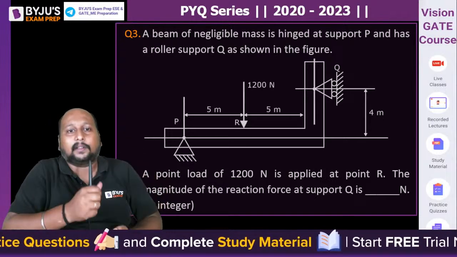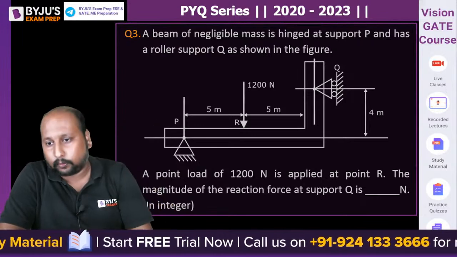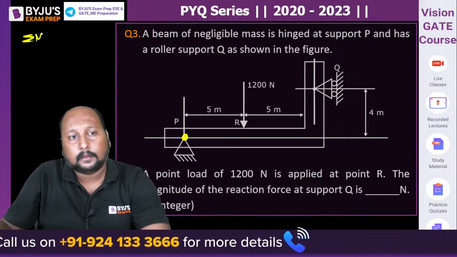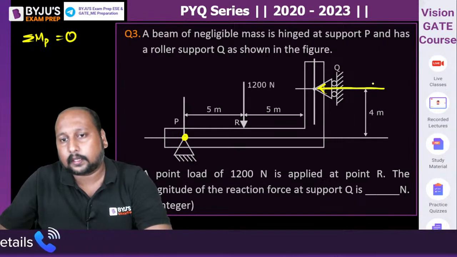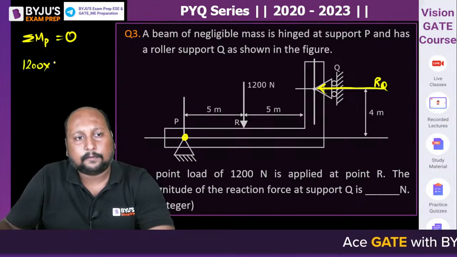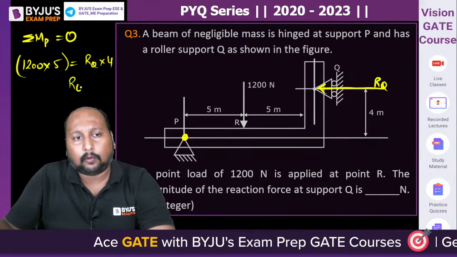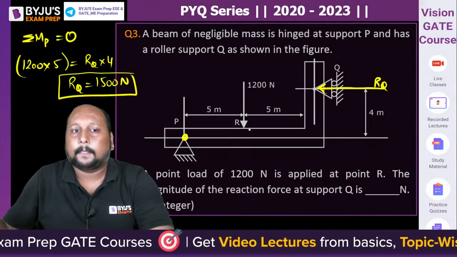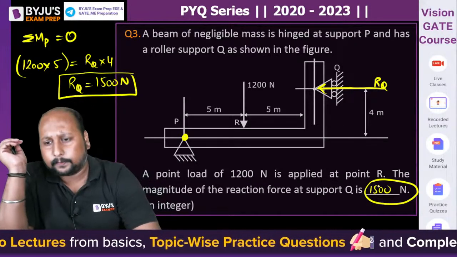Whenever we need to calculate the reaction forces, we always take the moment about the point where the number of unknown forces is more. So it is clearly visible that at point P, we can take the moment and make it equal to 0. At point Q, we'll have one reaction force RQ, because this is a roller support. So I can say 1200 into 5 is equal to RQ into 4. So RQ is equal to how much? 1500. I think this question was solved yesterday also. So RQ is equal to 1500 Newton. Very easy. Hardly took 30 seconds to solve it.